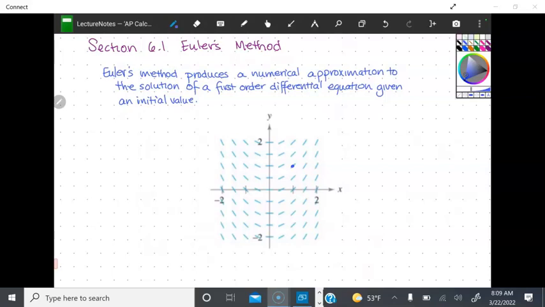So, for instance, the slope of this line is going in this way. So I'm just going to basically follow that slope until I get to the next one, and then follow that slope until I get to the next, follow that slope until I get to the next, follow that. So I don't actually come up with an equation for the solution, but I can still come up with an approximation of where that solution would go through.